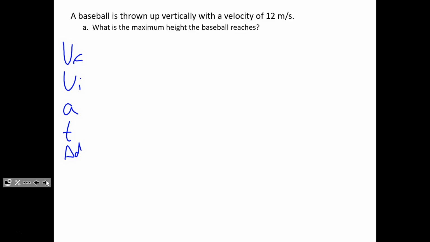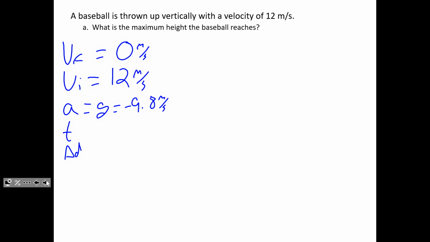Okay? All right. Looking at this, you're throwing a baseball up in the air. It leaves your hand with a velocity initial of 12 meters per second. You should have learned in the Nearpod that when you throw a ball up, it stops at the top and then it comes right back down. So that means that the velocity final is going to be 0 meters per second. From there, acceleration, which is gravity, which is negative 9.8 meters per second squared.